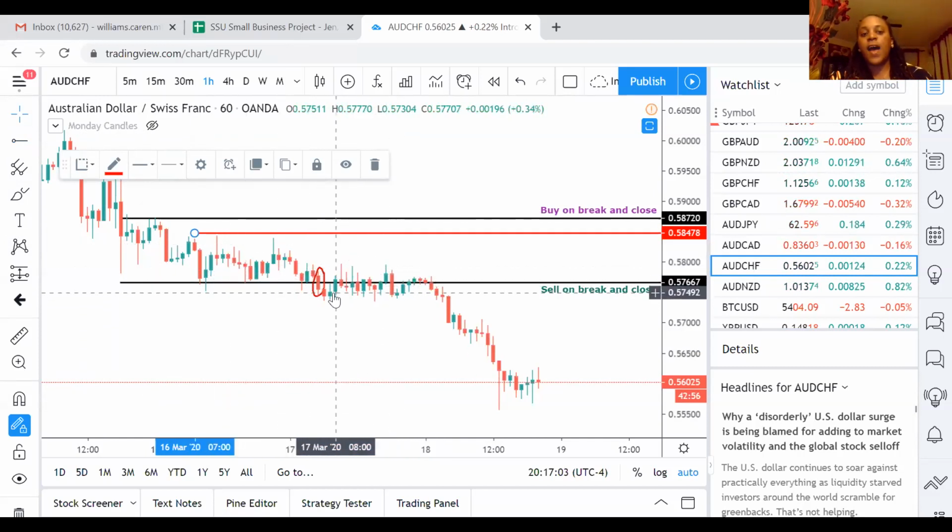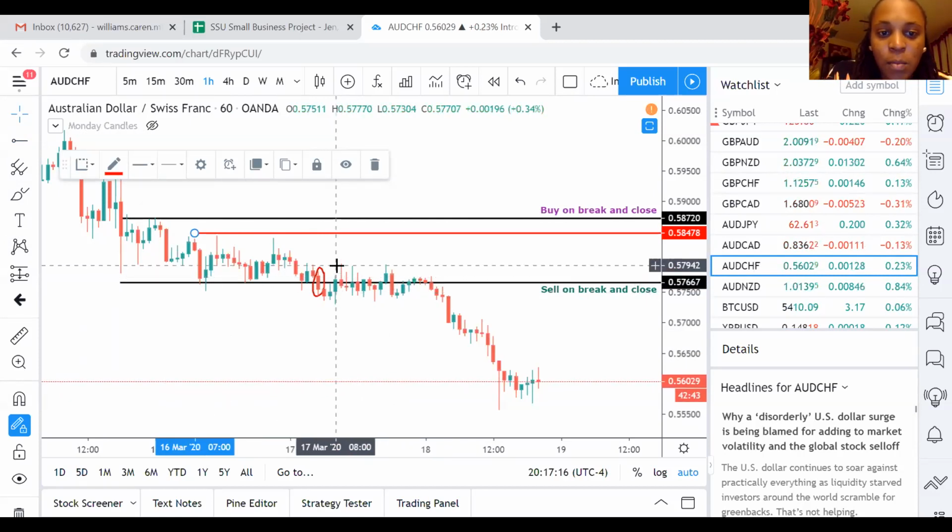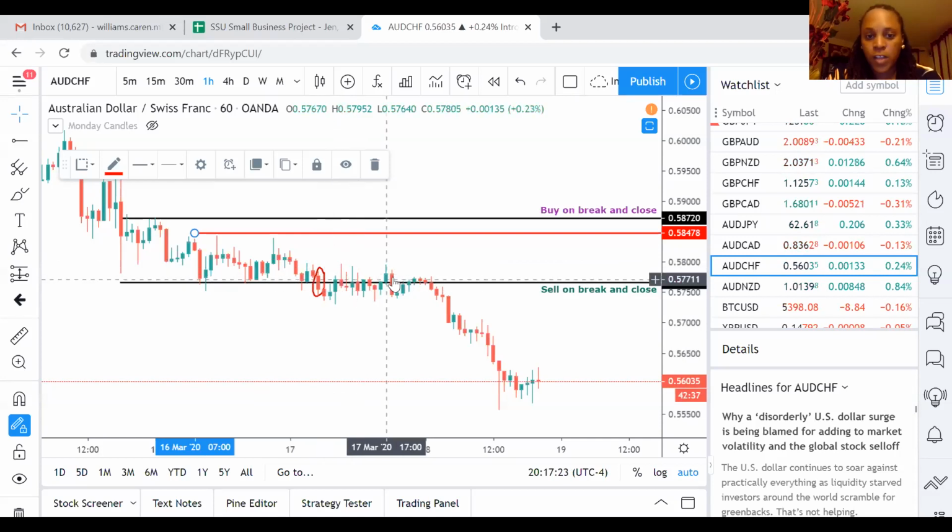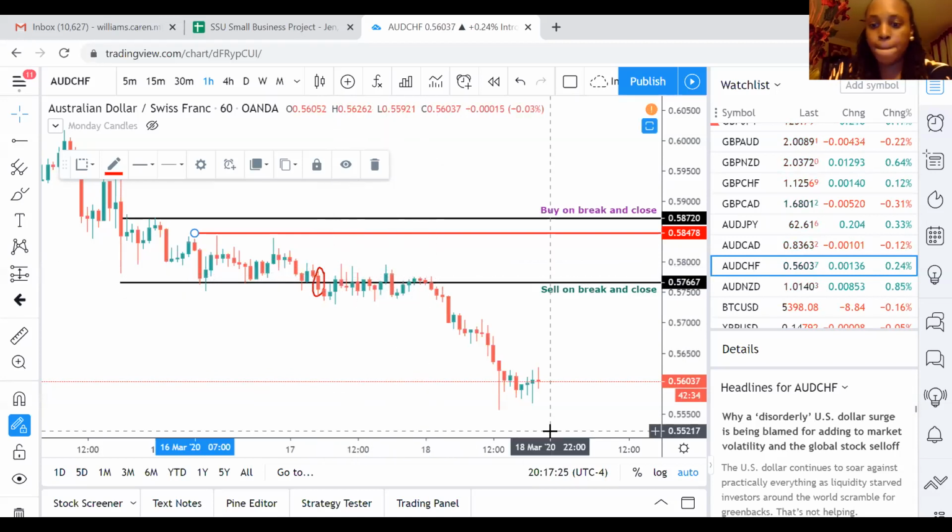The thing is, what I don't want you guys to be doing is constantly peeking at the trade and saying, oh my God, the candle is about to go back up into this zone, let me cancel the trade. Because had you come out of this trade, you would have missed the drop.